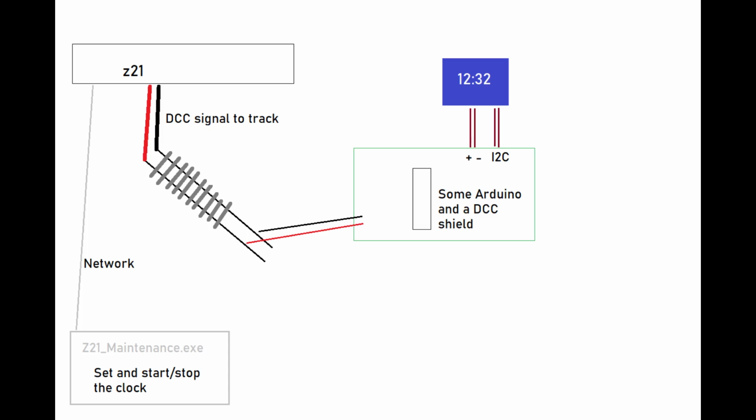And in the lower left corner we have the Z21 maintenance tool. It's what you use right now to start and stop the clock and set the time and how fast the time should go. That talks to the Z21 using the network.